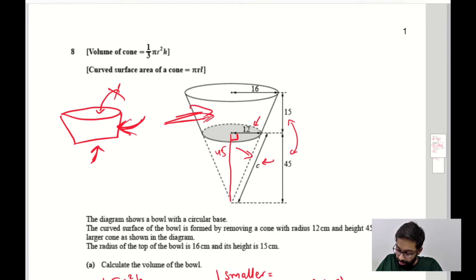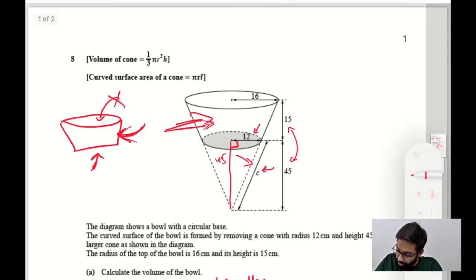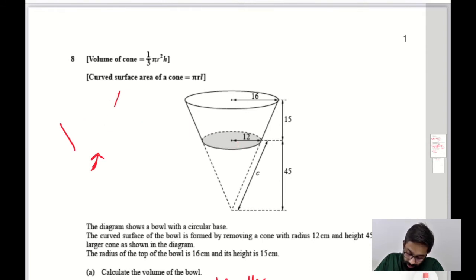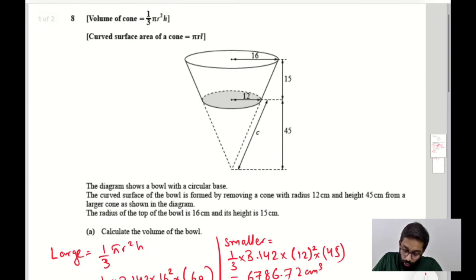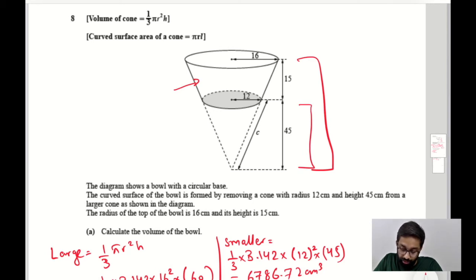The next part is we have to find the area of this curved surface. Now let's remove all the external scribblings that we've done on this diagram. In order to find the curved surface area of this bowl, you need to find the curved surface area of the entire cone and subtract the curved surface area of just this part of the cone. How do we find the curved surface area of the entire cone? We need the slant height of the entire thing. The slant height of this, let's call it x, is going to be this line over here.